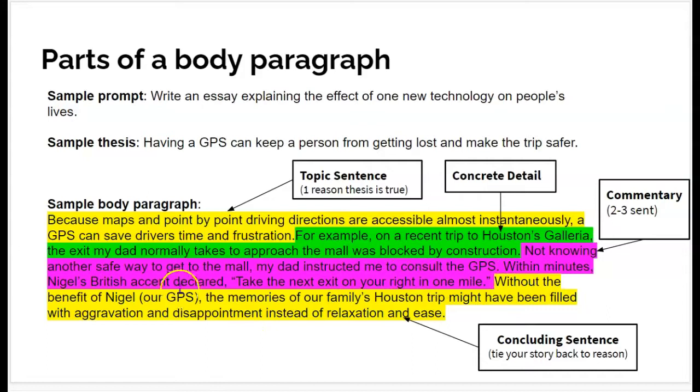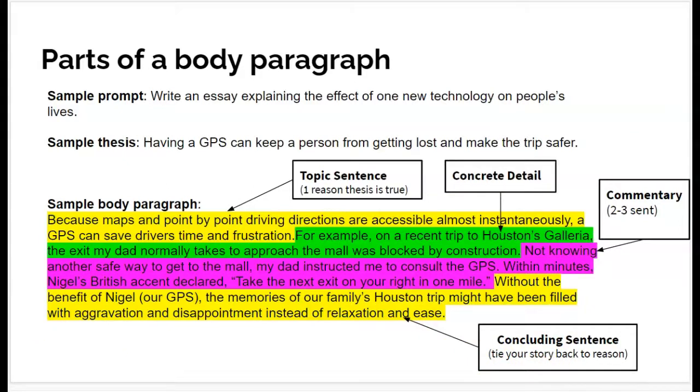Within minutes, Nigel's British accent declared, "Take the next exit on your right in 1 mile." Without the benefit of Nigel, our GPS, the memories of our family's Houston trip might have been filled with aggravation and disappointment instead of relaxation and ease. Okay, it helps people not get lost. Concluding sentence ties your story back to the reason. Take a look at that before you do your own.